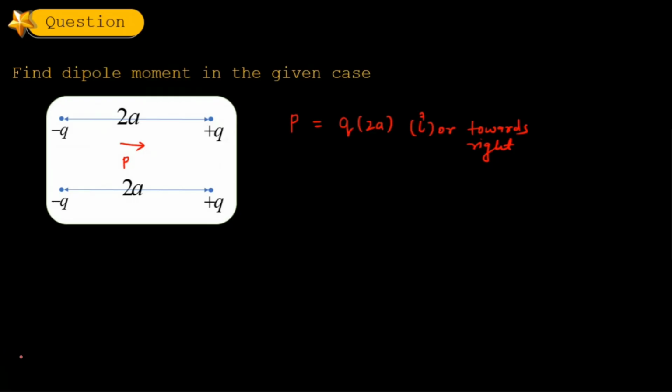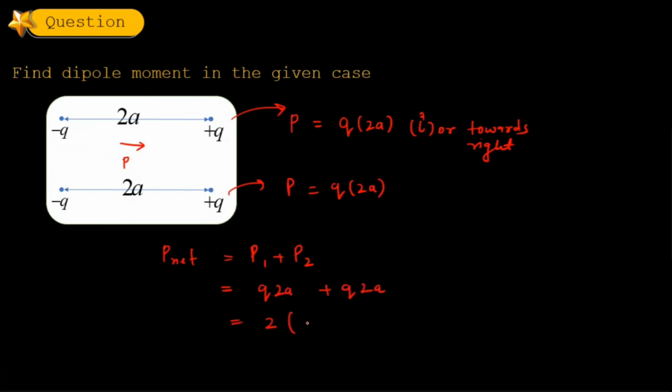It's a similar one. But here the twist is the two dipoles are placed parallel to each other. So for the first configuration, it is going to be this. For the second configuration, again, it is going to be this. So the net dipole moment in this case is going to be P1 plus P2. And as both of them are in the same direction, we'll simply add them. So Q times 2a plus Q times 2a. So it is going to be 2 times Q2a, which is 4 times Qa. So this is the net dipole moment. And we'll again define its direction, that it is directed towards right.